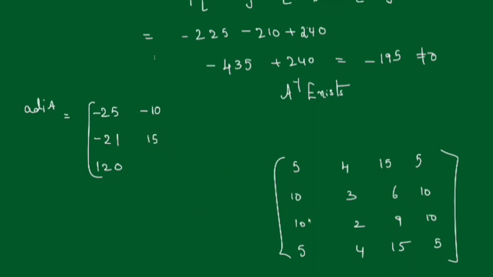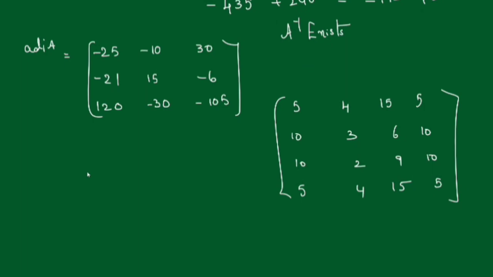60 minus 90, minus 30. Then 40 minus 10, 30. Then 30 minus 36, that is equal to minus 6. Then 45 minus 150, minus 105. So we have found the adjoint. I just wrote it as a column matrix, I did not take the transpose also. Straight away we got the adjoint matrix.